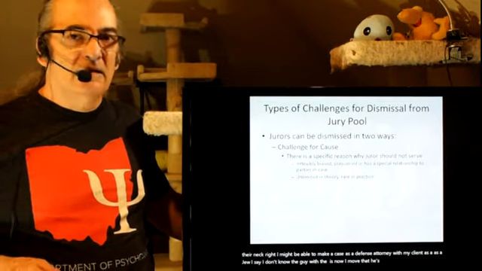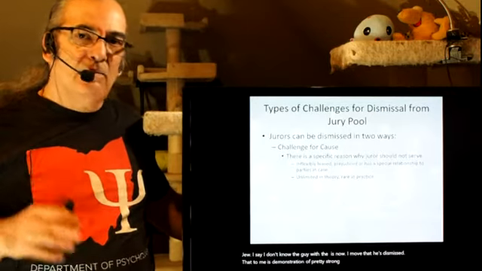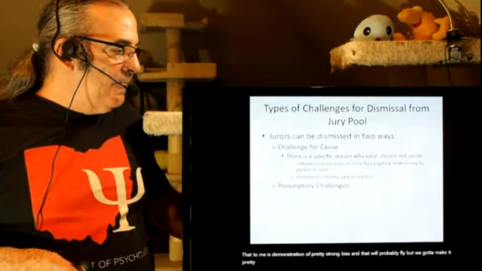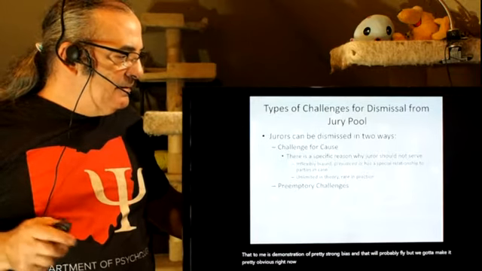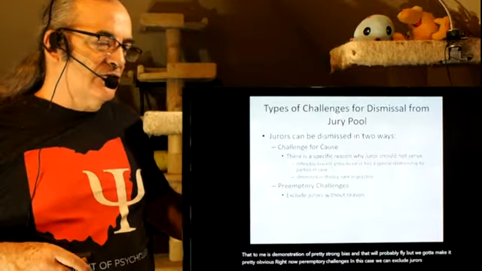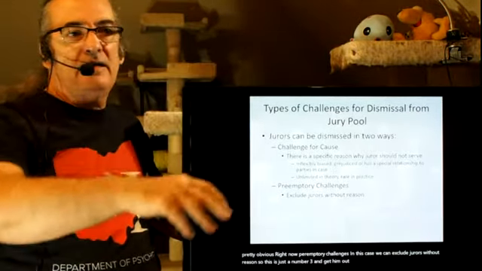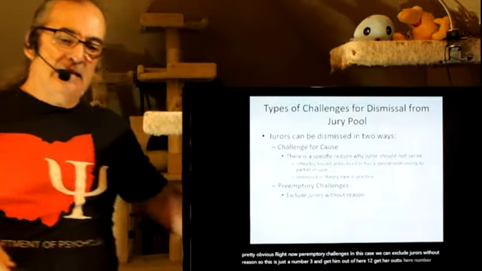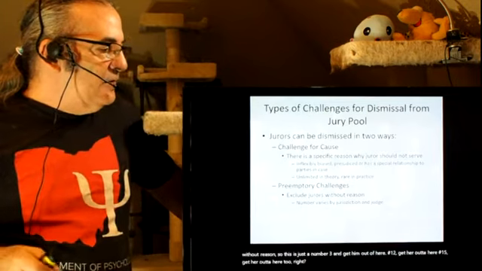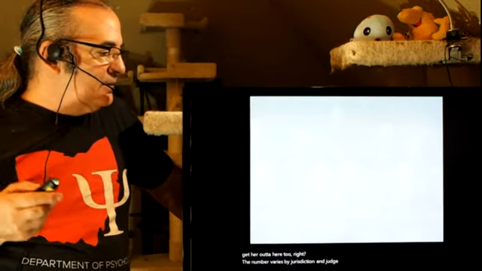That to me is demonstration of a pretty strong bias. And that one will probably fly, but we got to make it pretty obvious, right? Now, peremptory challenges, in this case, we can exclude jurors without reason. So this is just, hey, number 3, get him out of here. Number 12, get her out of here. Number 15, get her out of here too, right? The number varies by jurisdiction and judge, and that will be then set up.